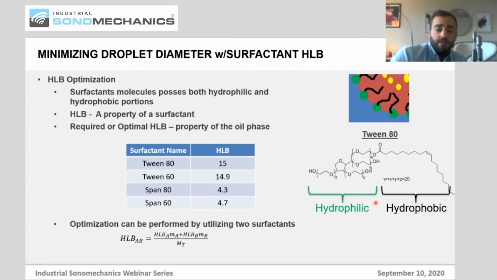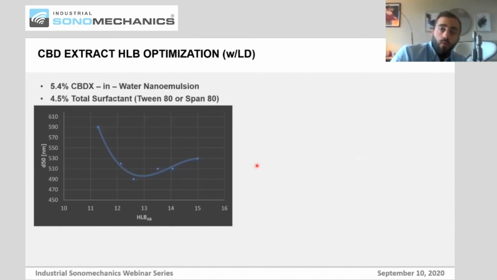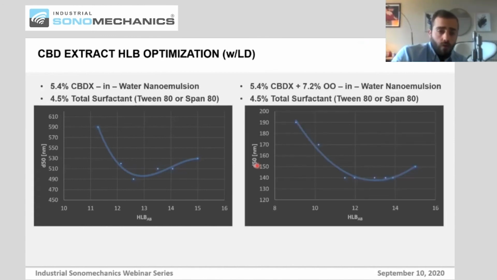So for the studies that we were about to describe, we took Tween 80 and Span 80, and we kept their total content the same, but modulated their mass ratios, and we were able to change the HLB from 4.3 to 15 with just two surfactants to determine where the optimal HLB would be for this cannabis CBD extract. We performed this study on two different nano-emulsions, one with just 5.4% CBD extract and 4.5% total surfactant of either Tween 80 or Span 80, and another nano-emulsion which contained the optimum amount of carrier oil that we determined in our previous study, also with 4.5% total surfactant.